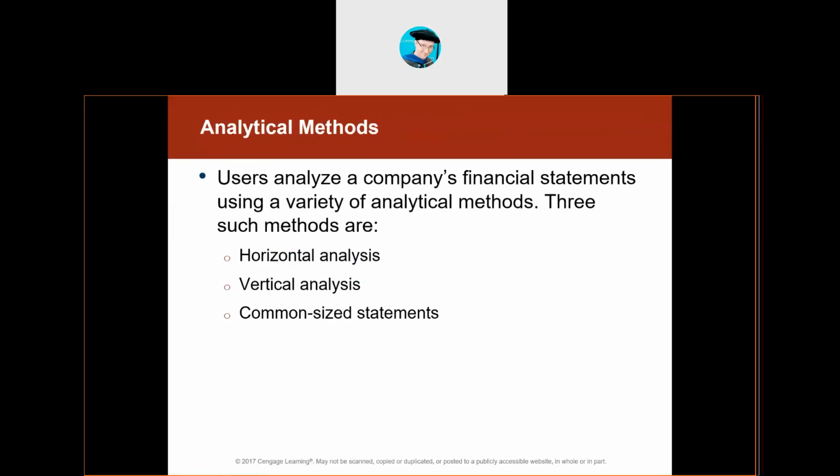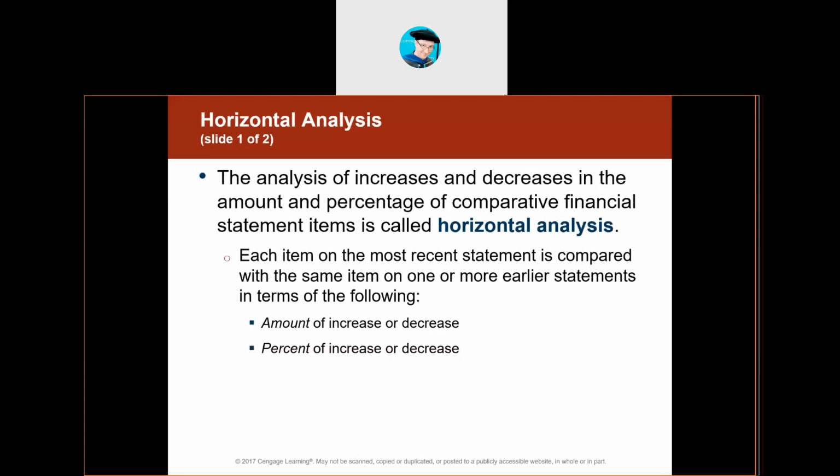Now, as I mentioned, there are a couple of ways to analyze financial statements: horizontal analysis, vertical analysis, and common-sized financial statements. With horizontal analysis, I'm looking at year-to-year changes expressed as a percentage or a dollar amount. With vertical analysis, I am looking at a percentage in relationship to the rest of the financial statement. We'll talk a little bit more about that soon.